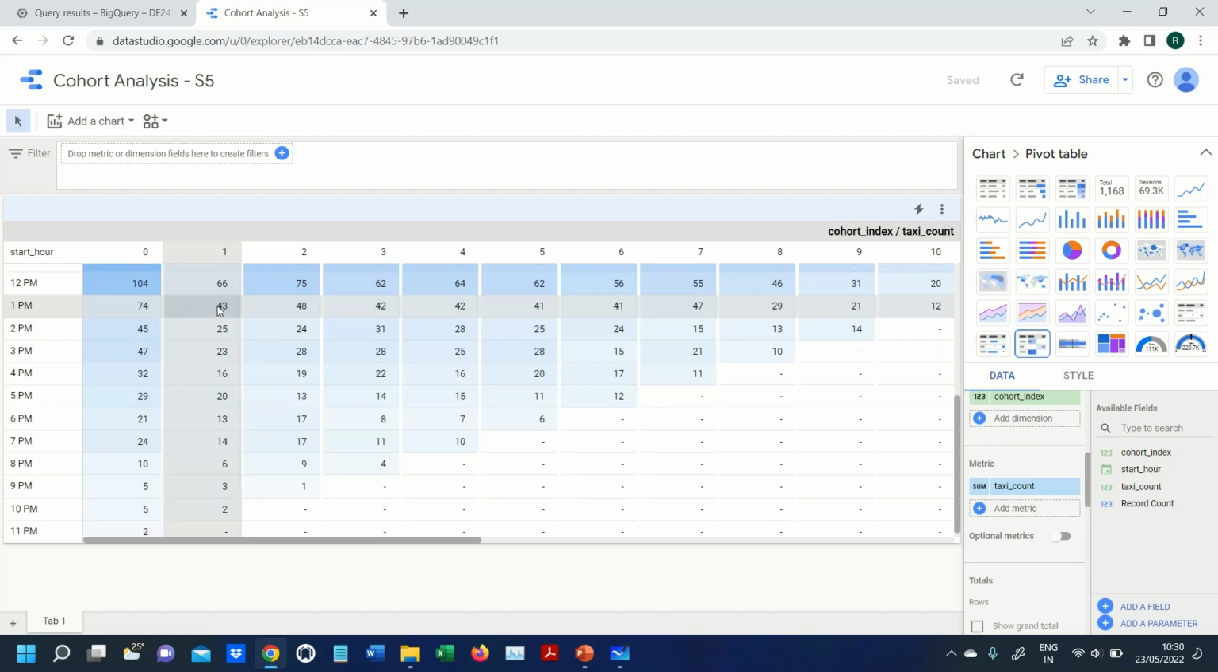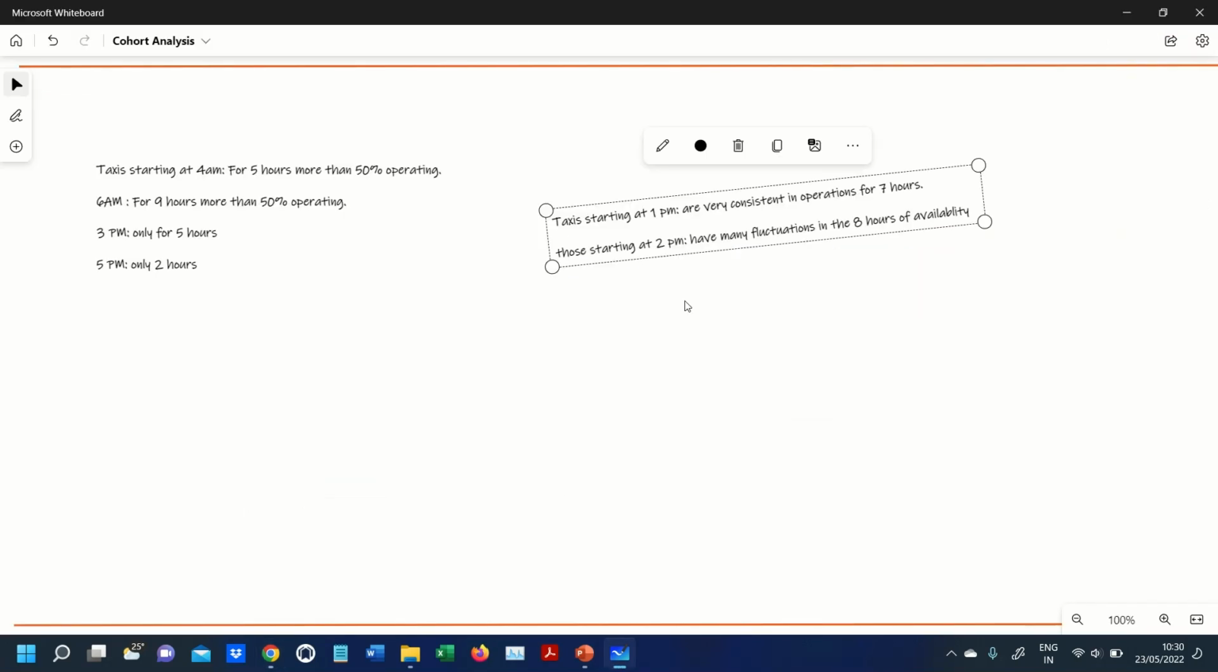See here, they are very, very consistent, even though the demand is around 70% of their core capacity, but they are consistently available. So more predictable. For 7 hours they are predictable, saying that you will get some business for at least 40 taxis. If you have a fleet starting at 1 p.m., you'll get consistent business for 7 hours. They are occupied. The occupation percentage is higher.